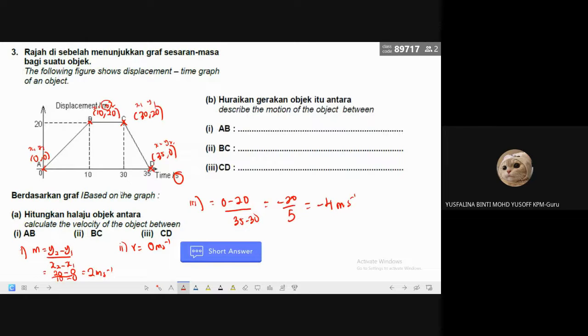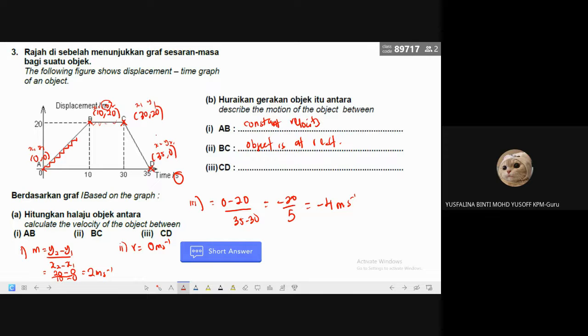Now it says, describe the motion of the object between AB. Between AB, it moves at constant velocity. How do I know it moves at constant velocity? If I draw the triangle, the size of the triangle is the same, so constant velocity. BC, what happened at BC? The object is at rest because I cannot draw the triangle here. Or you can say zero velocity. Zero velocity means it does not move.